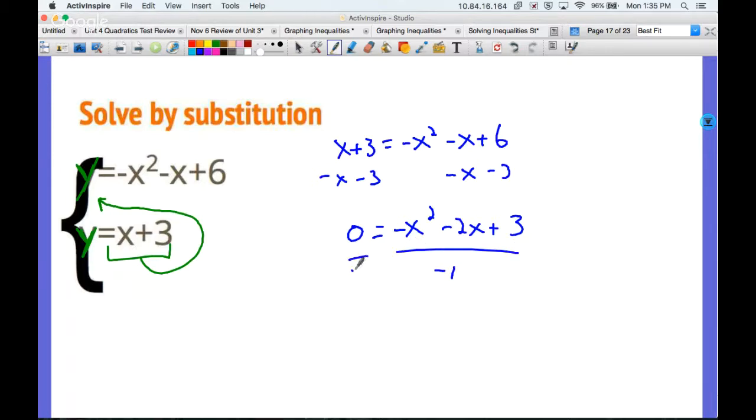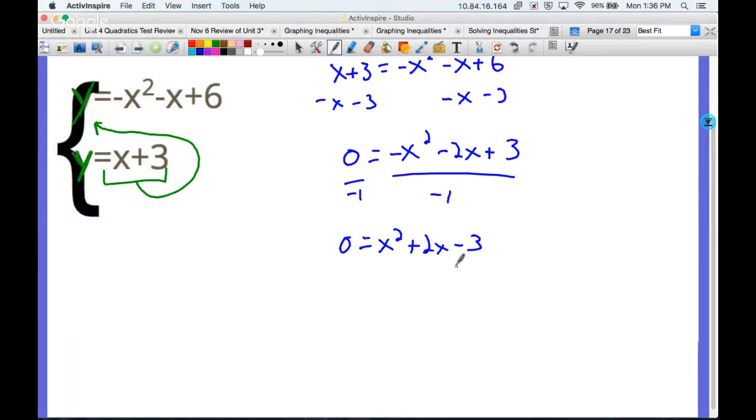Divide everything by -1, and I'll get 0 equals x squared plus 2x minus 3. This looks like it's solvable by simple factoring. Let me just double check. Multiplies to be -3, but adds to be +2. Yep. We can do +3 and -1. This leads to the answers x equals -3 and x equals +1.